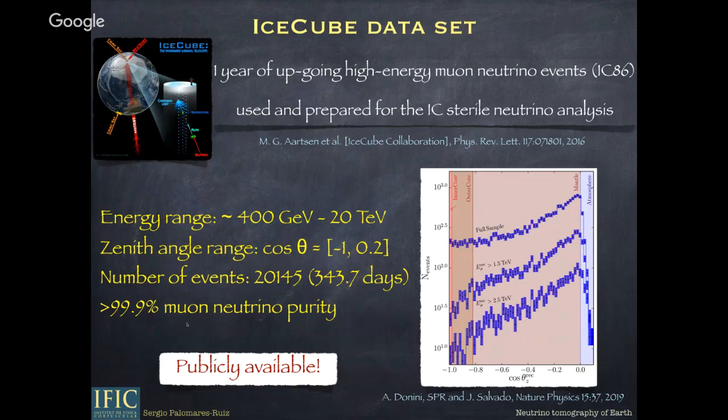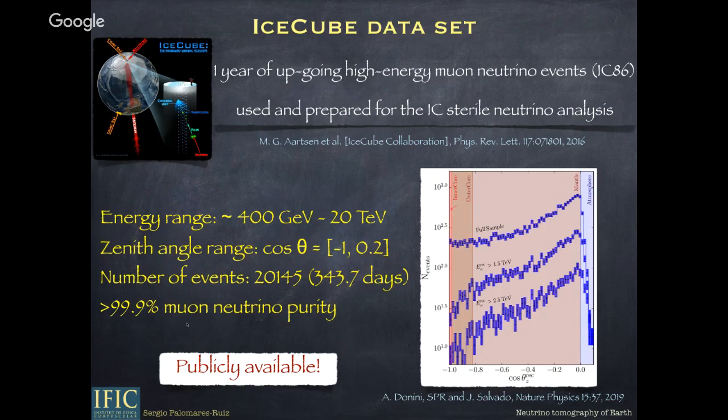In short, it covers an energy range between 400 GeV and about 20 TeV. It covers basically half of the sky, so basically all directions below the horizon. And it has more than 20,000 events over basically 1 year, with a very high purity of muon neutrino events. And the most important thing is that this whole data set is publicly available and everyone can use it.